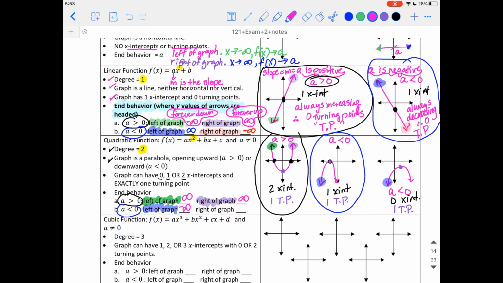And for the right of the graph, it's this arrow because it's the rightmost part of the graph, or this one for this parabola. And it too is going forever down.